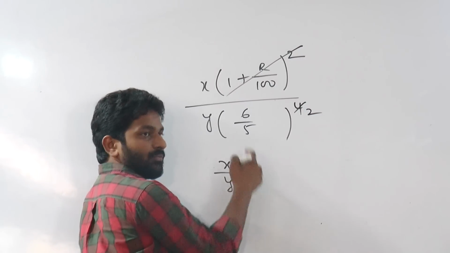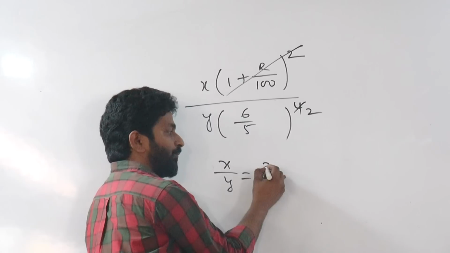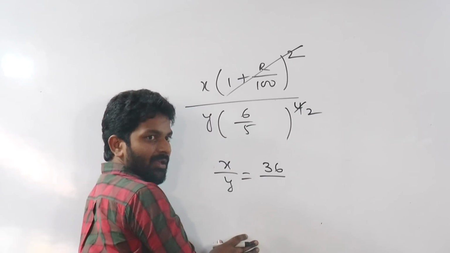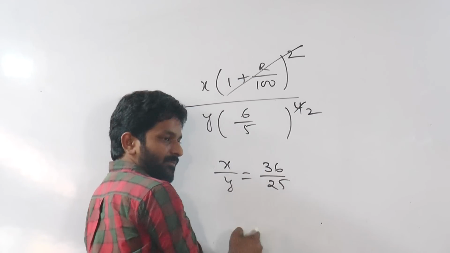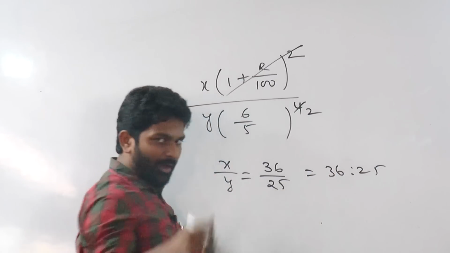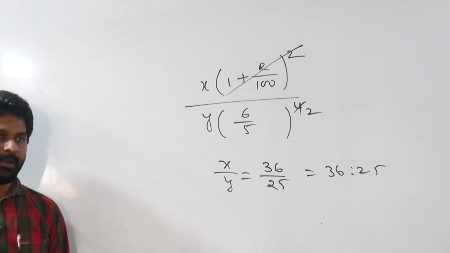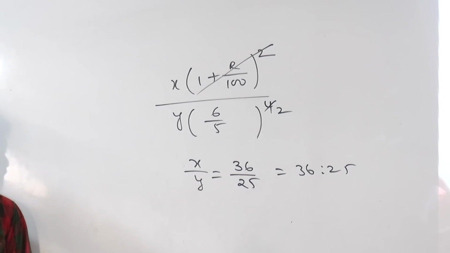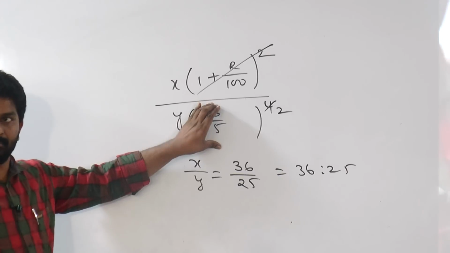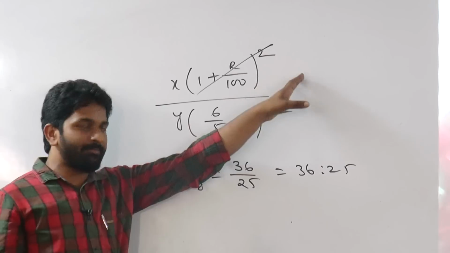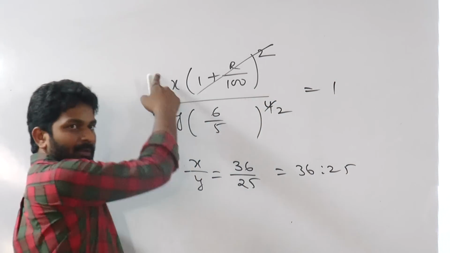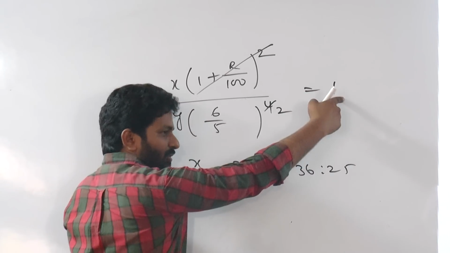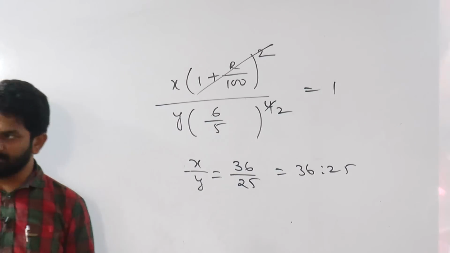So X by Y is equal to 6 by 5 squared, which is 36 by 25. So the ratio becomes 36 is to 25. Look at your options. Fourth option, 36,000 and 25,000. Done. Look at this as a single entity; the other goes to the right hand side. Both are getting the same amounts, so this is equal to 1, and 6 by 5 whole squared goes to the right hand side. 36 by 25, ratio 36 is to 25. 36,000, 25,000.